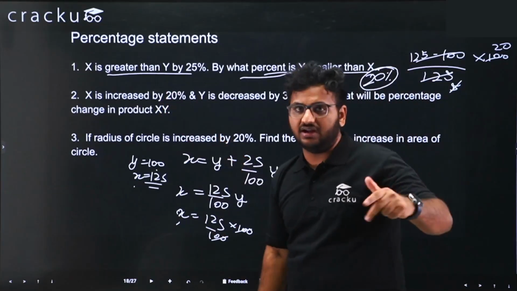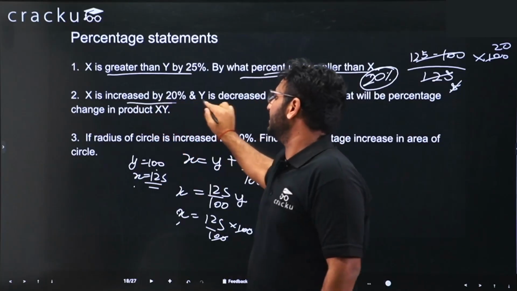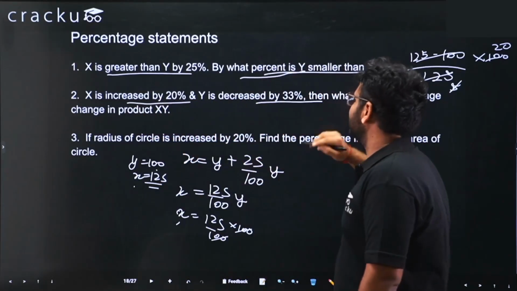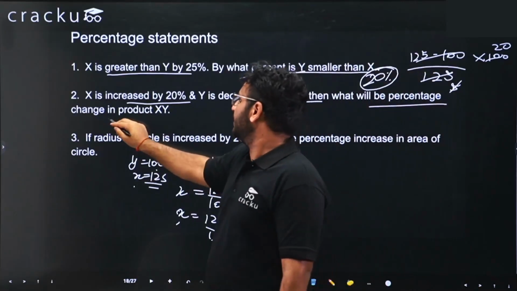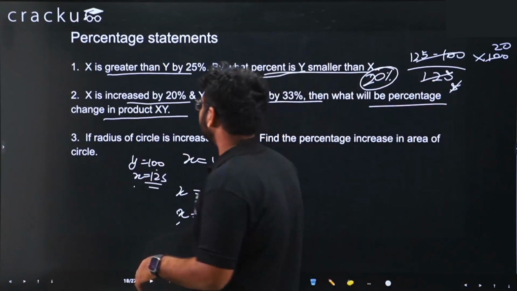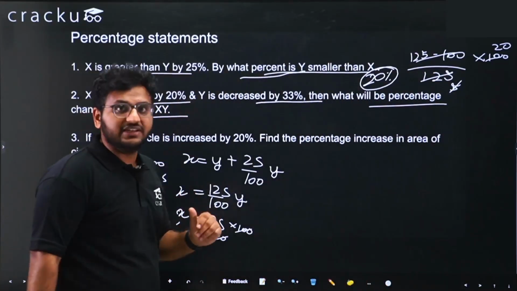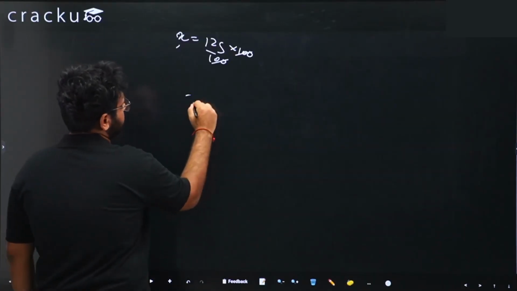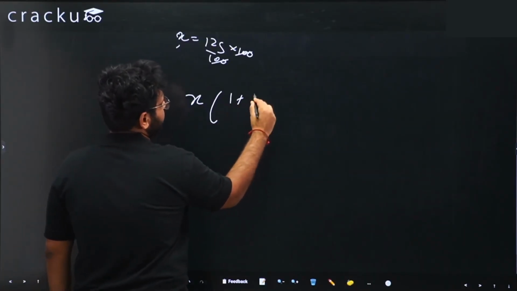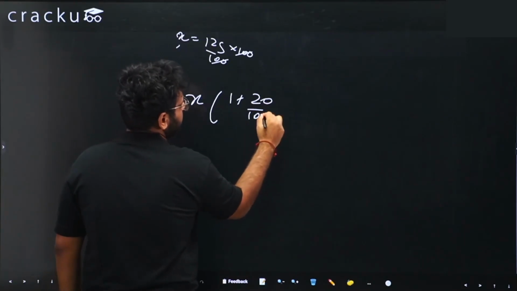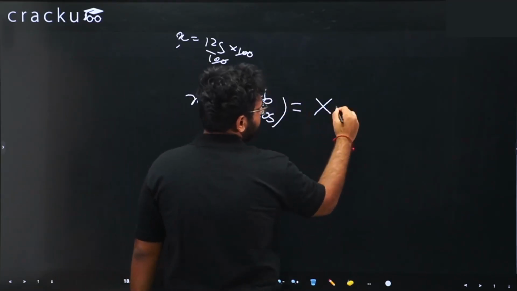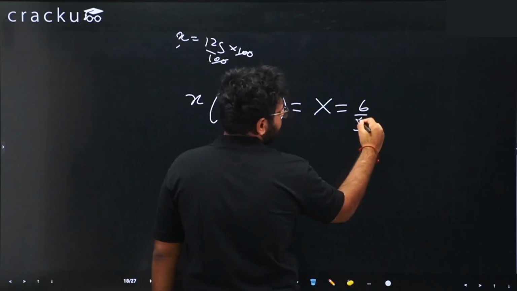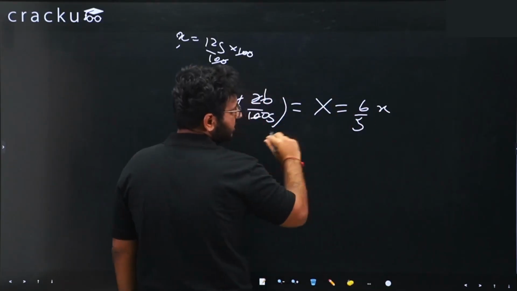Now let us see another question. If X is increased by 20% and Y is decreased by 33%, then what will be the percentage change in the product XY? So X is increased by 20%. So X into 1 plus 20 by 100, which is 1 plus one-fifth. So new X would be 6 by 5 X.